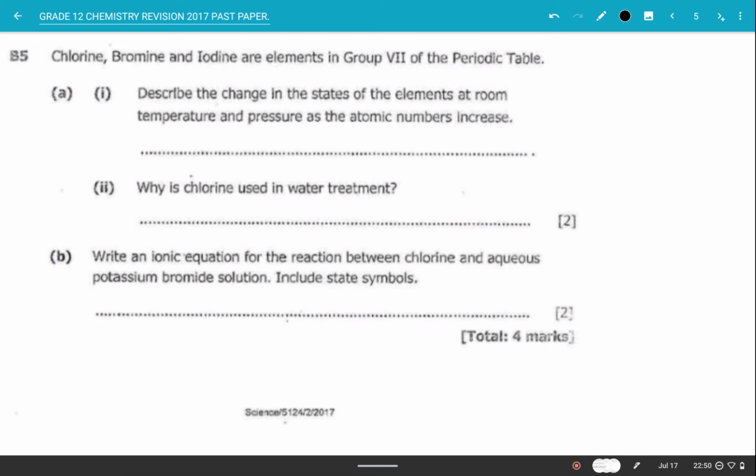So this is now B5 of the Chemistry Revision 2017 past paper.